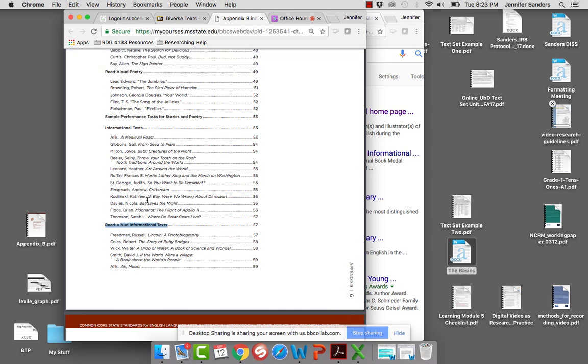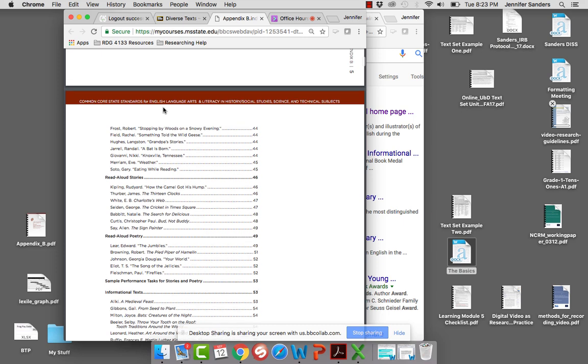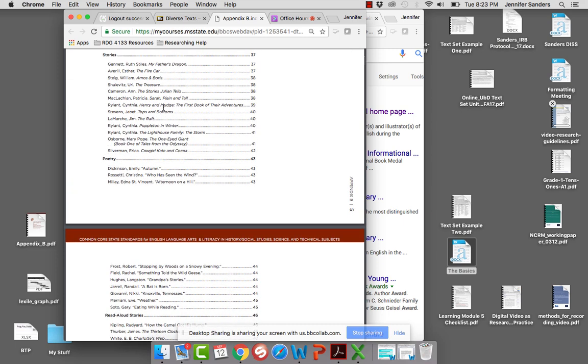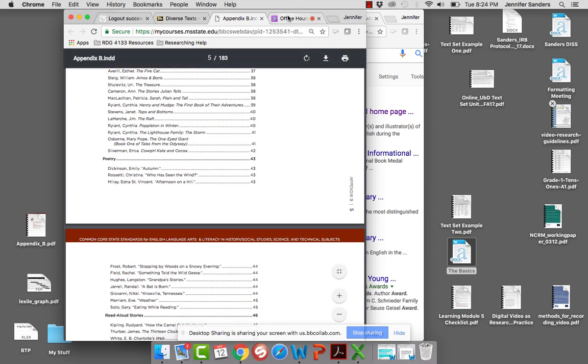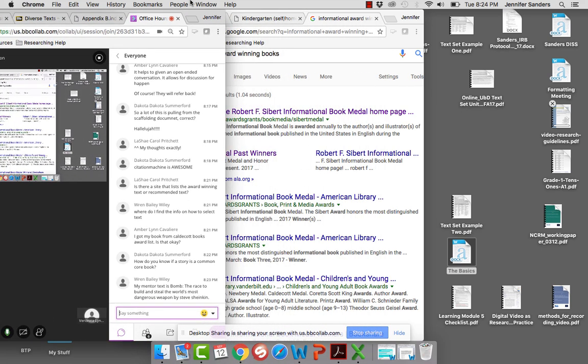So if you can't find an award text, go to informational text. That doesn't mean that you can't pull poetry and other text as supplemental text. Make sense? So there's that document. Ren, your book is awesome about the bomb, the race to build. Yes, that's a good book, and I sent you the information in the email about that one.